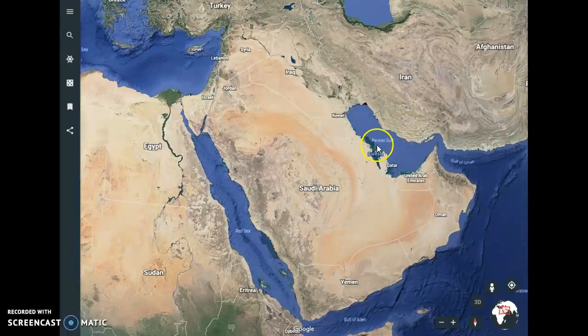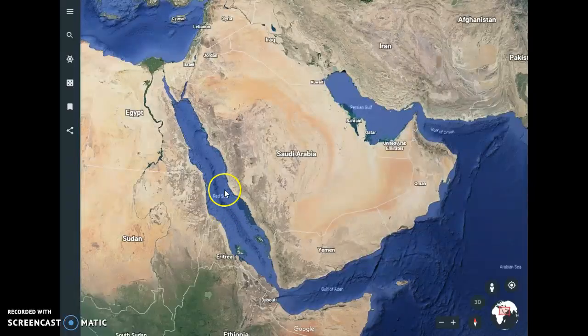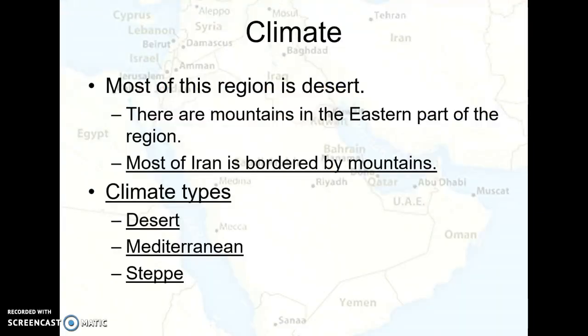Now, the Arabian Peninsula, of course, is called a peninsula because it's surrounded by water on most of its sides. These bodies of water include the Red Sea, the Gulf of Aden, the Persian Gulf, the Gulf of Oman, and the Arabian Sea. Go ahead and copy these details before progressing in the video.